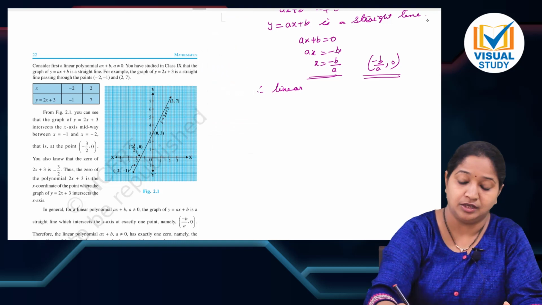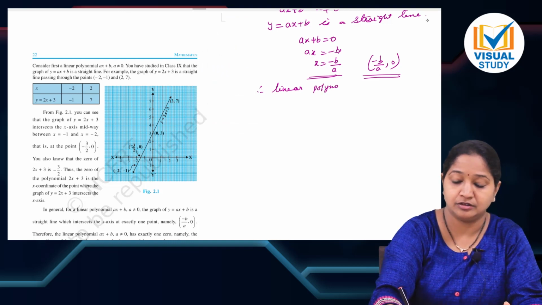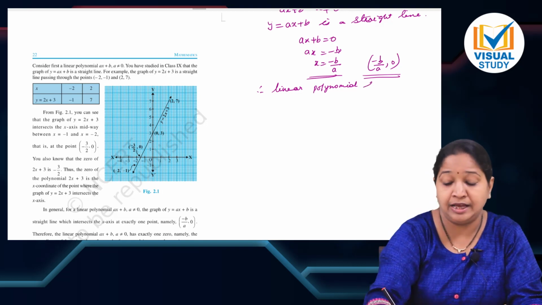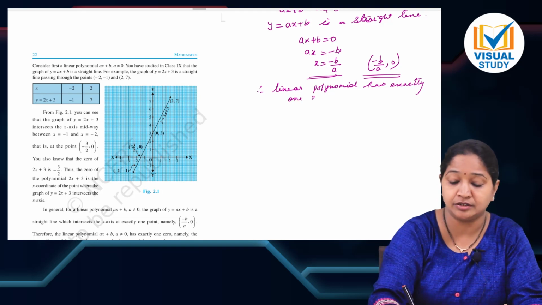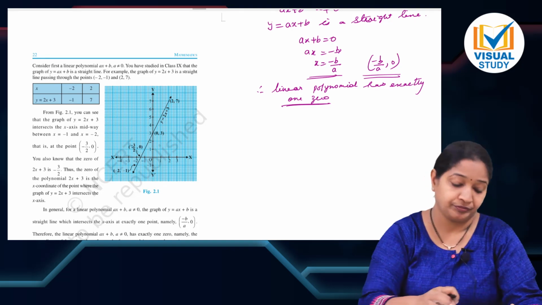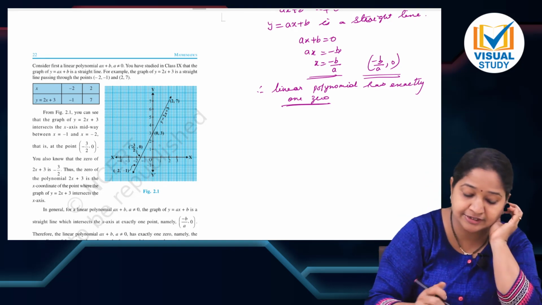Linear polynomial has exactly one zero. Highlight this, okay. They have given us the example.